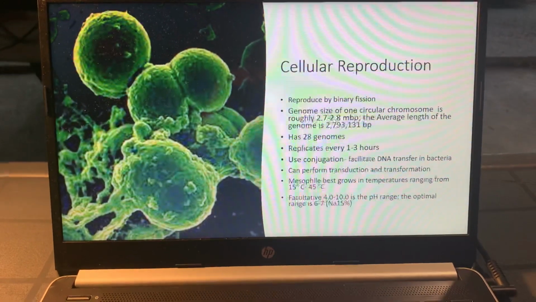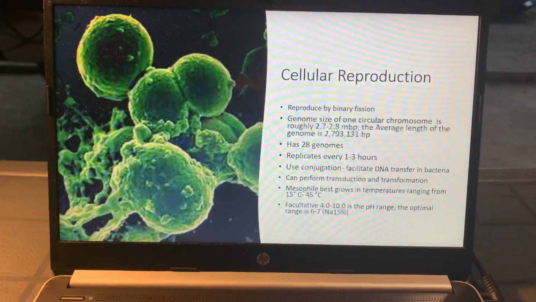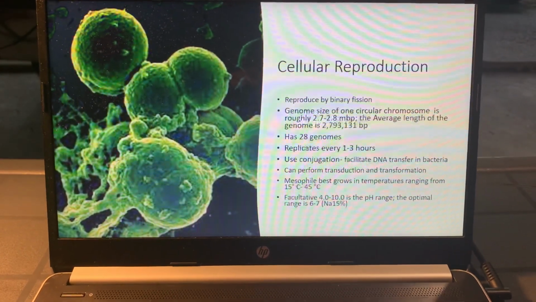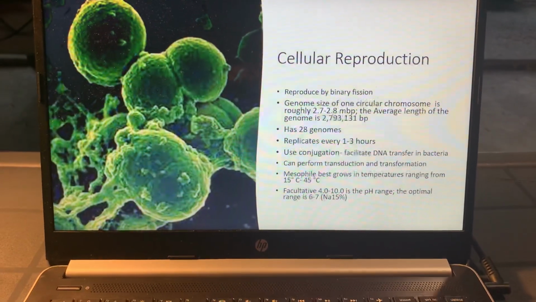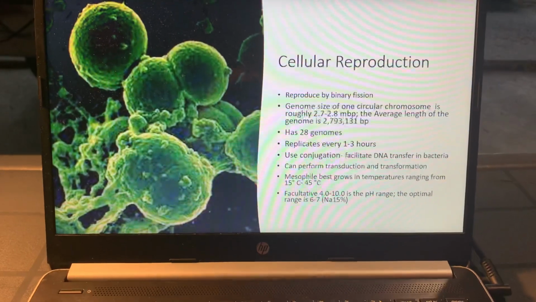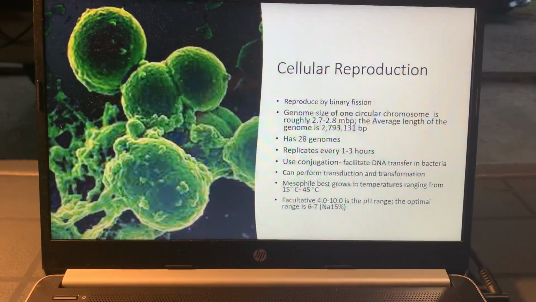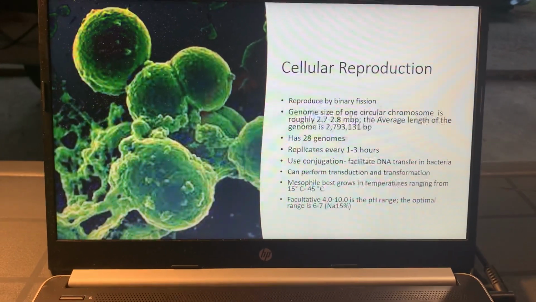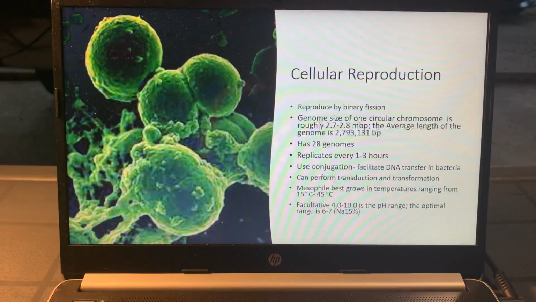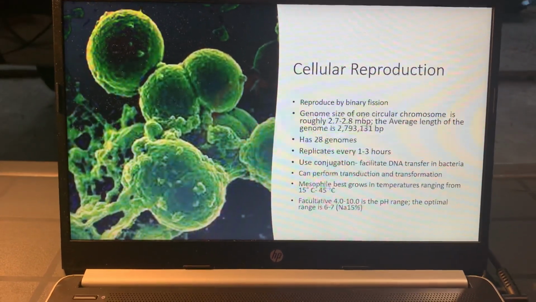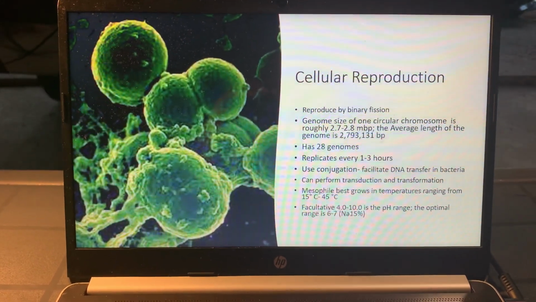It is a mesophile, so it grows best in temperatures ranging from 15 to 45 degrees Celsius, and it is also facultative when we talk about the pH level that it prefers. It can live in a very acidic environment, shown here as 4, and it can also live in a very basic environment, shown here as 10. The optimal range is roughly 6 to 7, with about 15% sodium concentration.